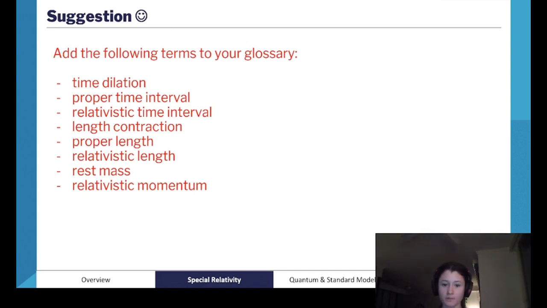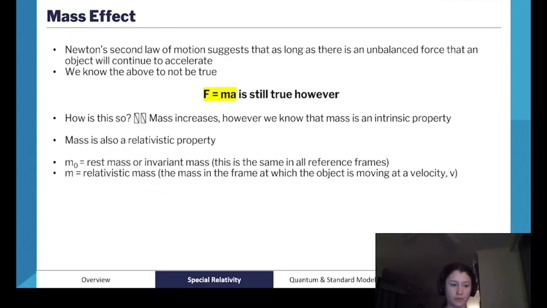Okay, now let's move on. So now we're getting onto the mass effect.